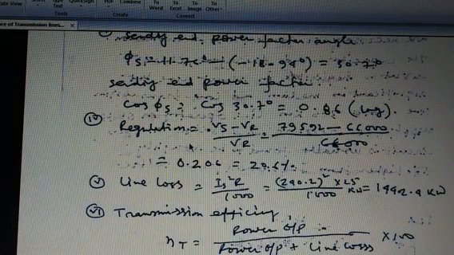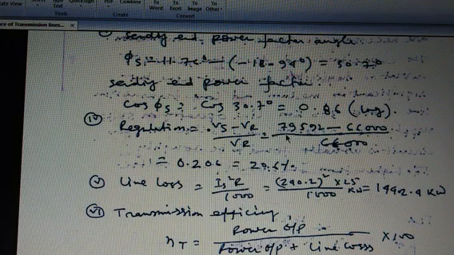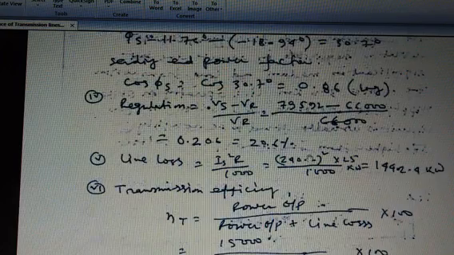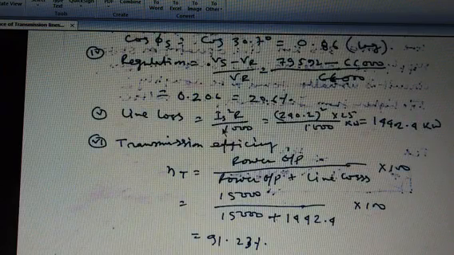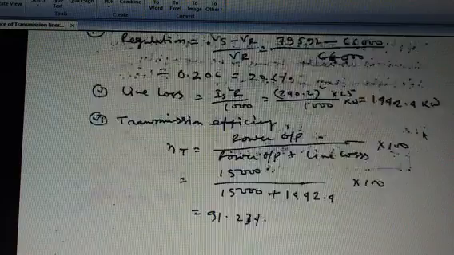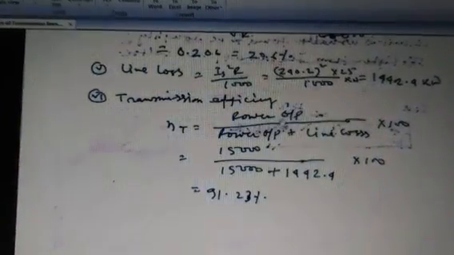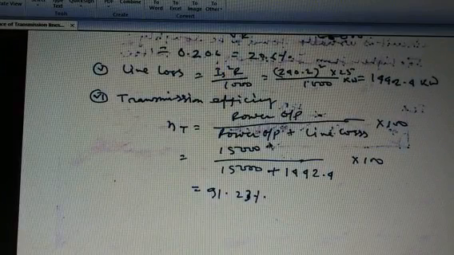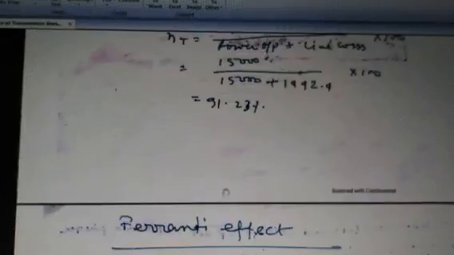Now the formula of regulation is (Vs - VR) divided by VR. Here Vs is 79592, minus 66000, divided by 66000, where this is the receiving end voltage and this is the sending end voltage. So the answer is 20.6%. Now the line loss equals I squared R divided by 1000, and that is equal to 1442.4 kilowatt. Now the transmission efficiency is the power output divided by power output plus line losses. If you put in the values, then the answer is 91.23%.